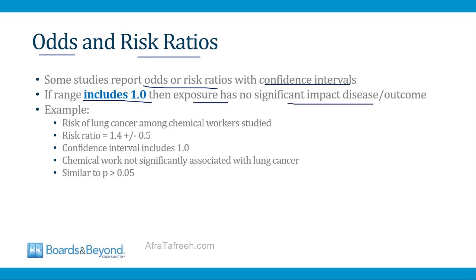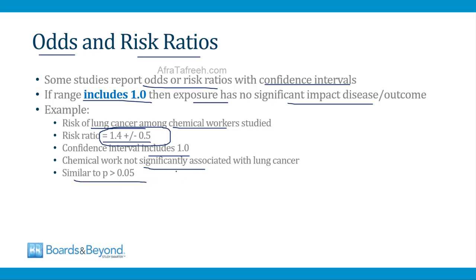So for example, imagine a study evaluated the risk of lung cancer among chemical workers and found a risk ratio of 1.4 plus or minus 0.05. This range defined by the confidence intervals includes the number 1, and therefore chemical work is not significantly associated with lung cancer. This is similar to finding a p-value of greater than 0.05.